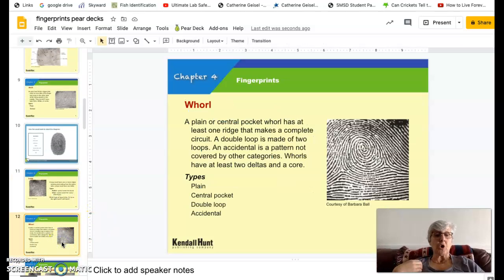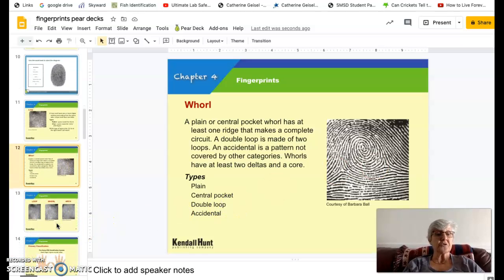Last type is a whorl. A central pocket whorl has a circle or a core in the middle. It has at least one ridge that makes a complete circuit. A double loop has two loops in it, and an accidental is not covered by the other categories. Notice there are two triangular sections here where the circle meets the rest of the ridges. Those are deltas. So a whorl always has two deltas, and there are four types of whorls.